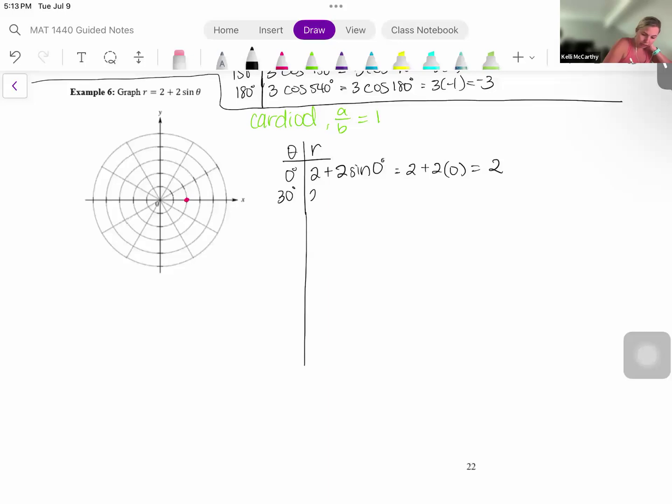Plugging in 30 degrees, 2 plus 2 sine of 30 degrees. It's going to be 2 plus 2 times sine of 30, which is 1/2, which is 2 plus 1, or 3. So at 30 degrees, my radius is 3.